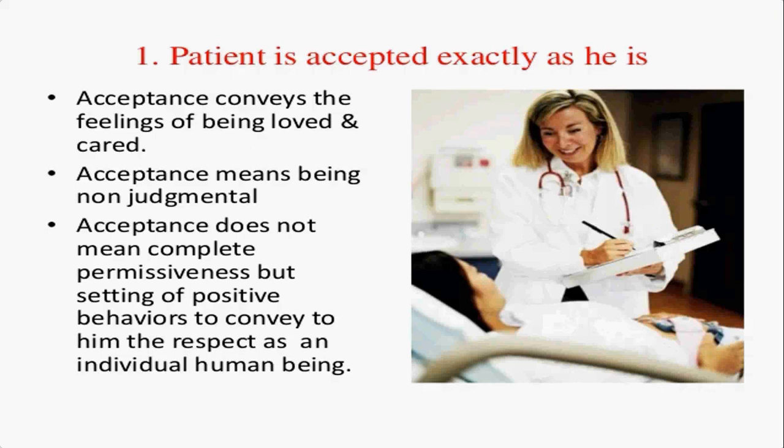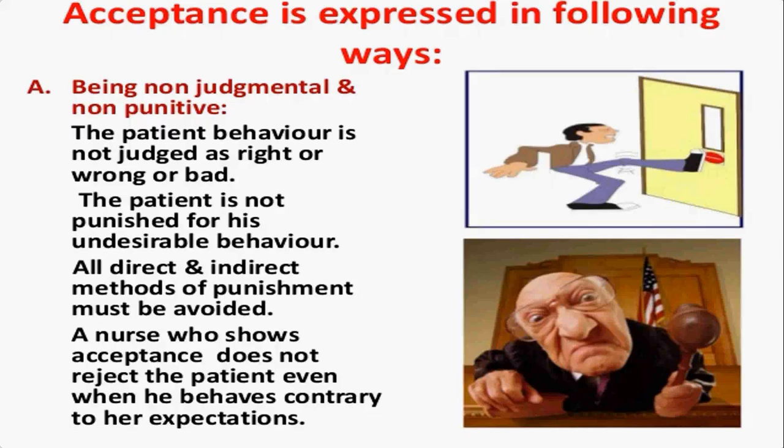In that, first we are going to see being non-judgmental and non-punitive. The patient's behavior is not judged as right or wrong or bad. As we all know, we are dealing with mental health. So when the patient is mentally not stable, definitely we cannot judge his behavior, right? So the patient is not punished for his undesirable behavior. All direct and indirect methods of punishment must be avoided. A nurse who shows acceptance does not reject the patient even when he behaves contrary to her expectations.